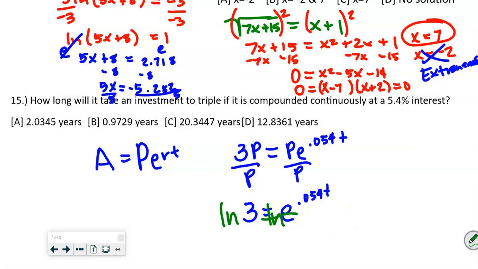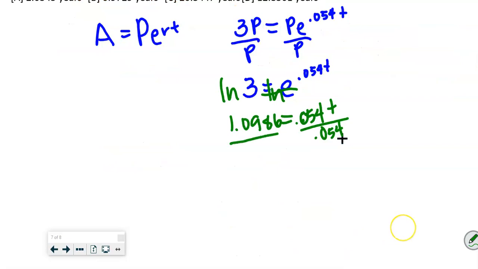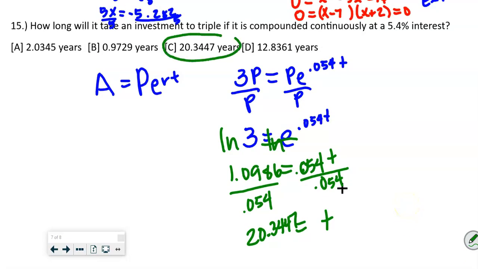ln of 3 was 1.0986, and that's equal to 0.054 t. So we're going to divide both sides by 0.054. Here, let me extend my page here, y'all. I'm running out of space. 0.054, and that's going to give me for t, I got 20.3447. So that was this answer right here, C. Okay? Couple more, guys, and we're almost done.